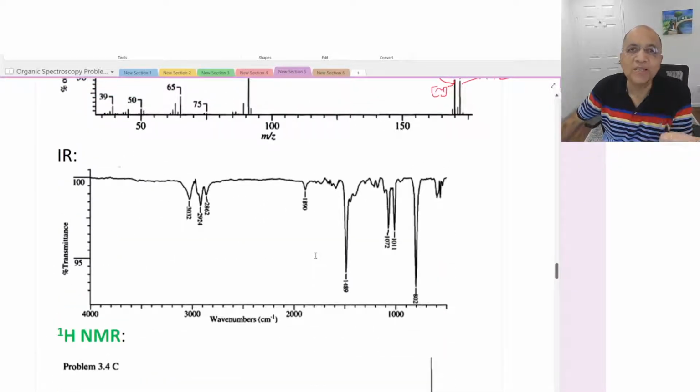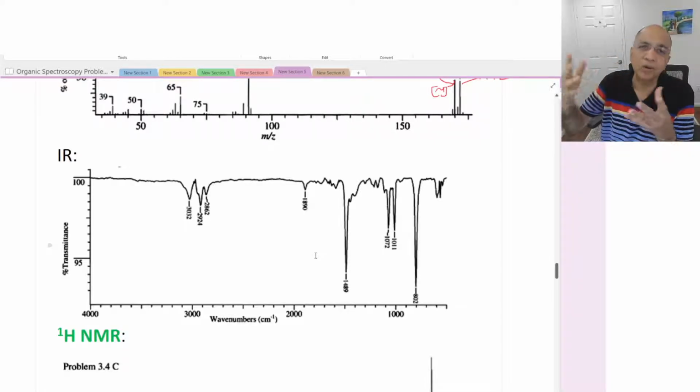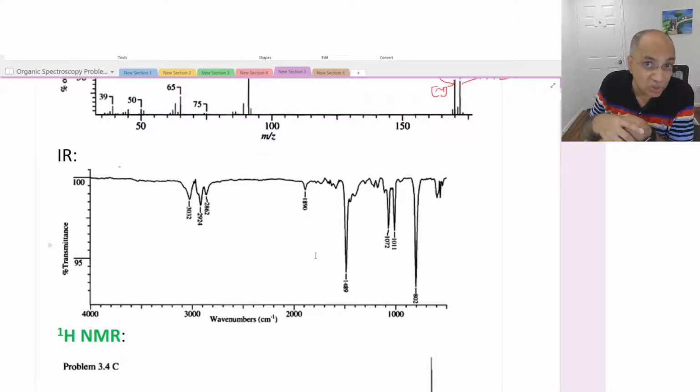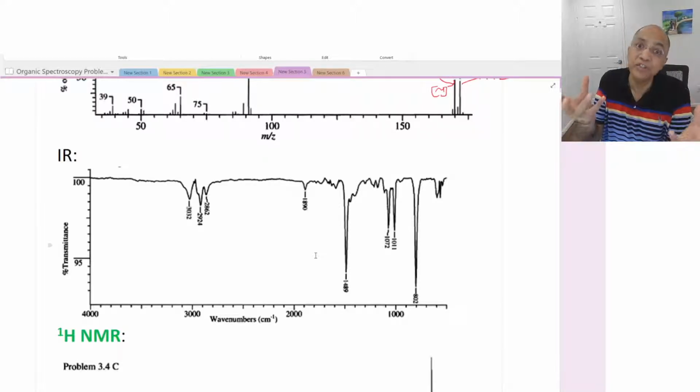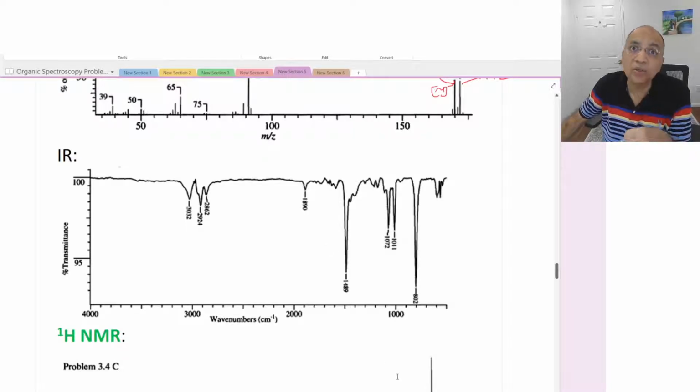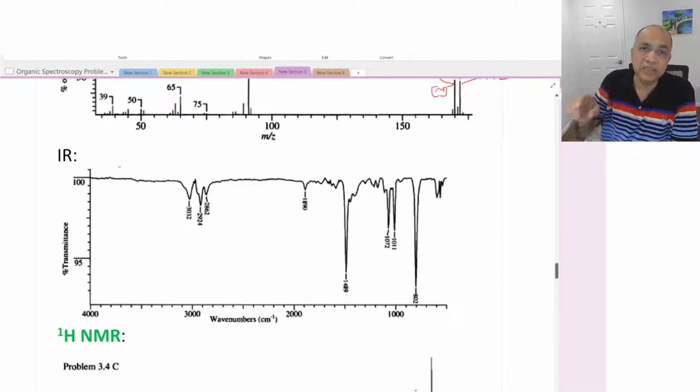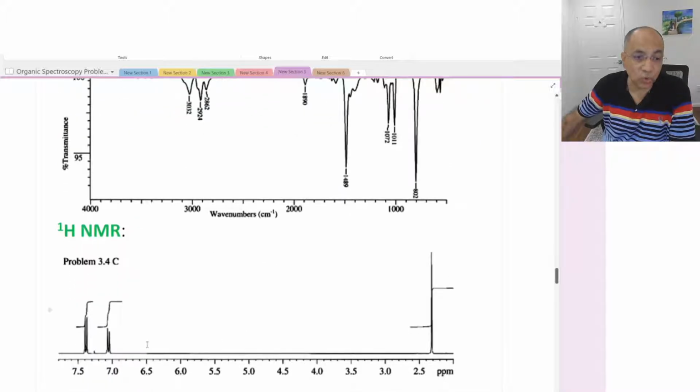Now, since the formula is C7 and benzene is C6, there will be only one carbon left out. That could be a methyl group because there is no more unsaturation. The unsaturation is already satisfied with benzene's 4, but we have one carbon more. So that could be methyl, and bromine is another substituent. So the benzene ring is disubstituted. That is known from the 2 proton peaks in the aromatic region.